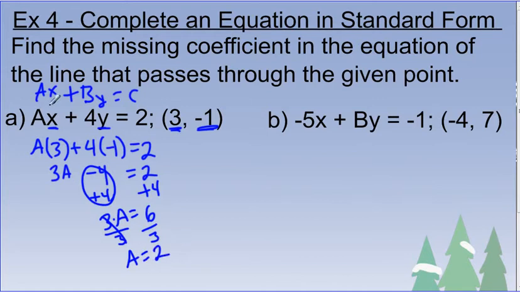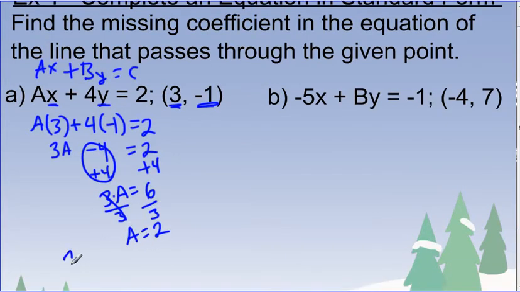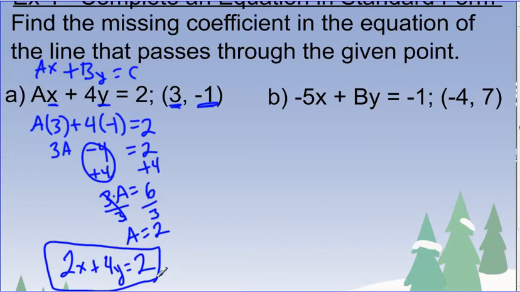So now I could rewrite this equation with 2 in for my a. So I write 2 instead of a: 2x plus 4y equals 2. That's my equation in standard form. I found the missing coefficient. A was equal to 2. So I plugged in my x and y values from the point they gave me into the equation. That left me with 1 variable. I simplified a little bit and then just solved for that variable, got it by itself, and then plugged our missing coefficient back into the equation, and we were done.